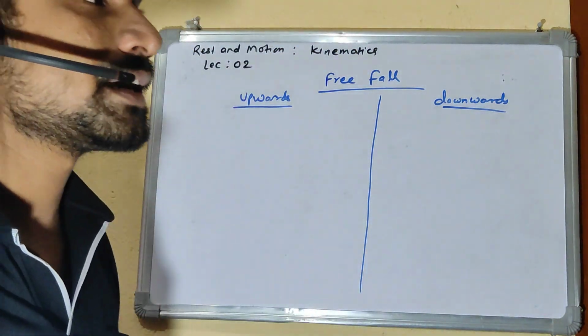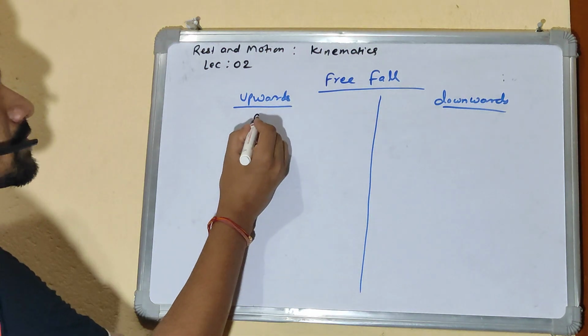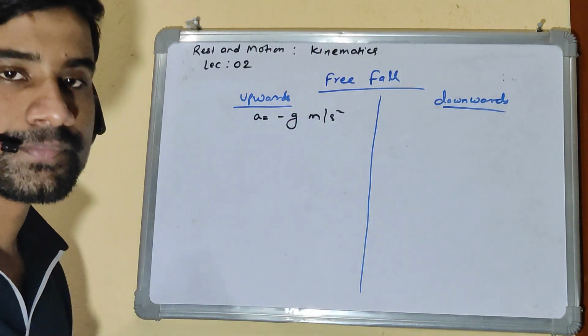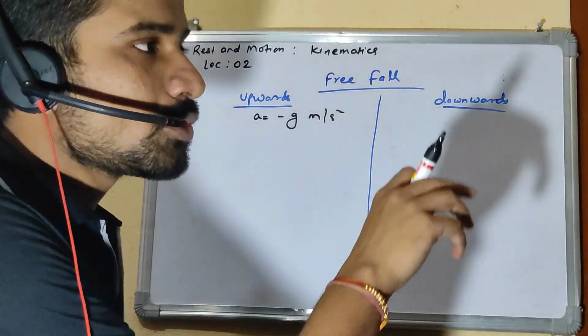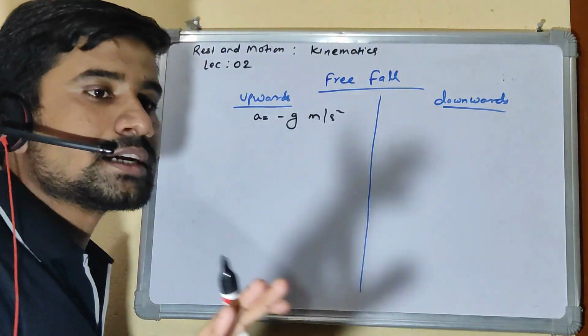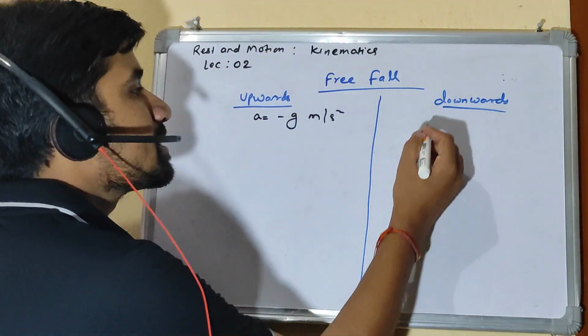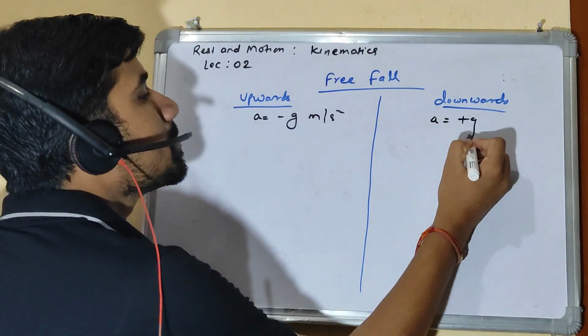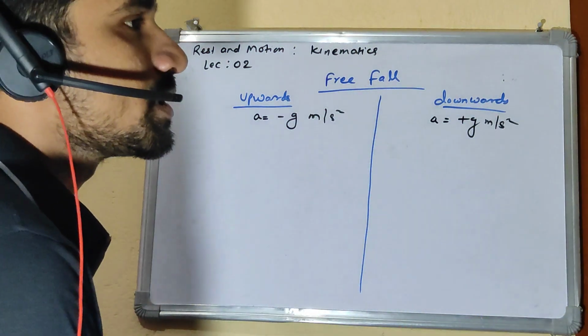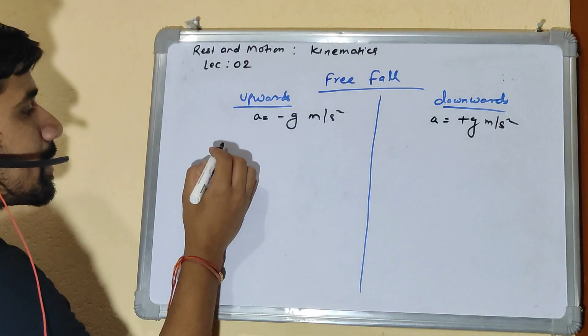There will be a case of retardation, and here the acceleration will become minus g meter per second square, right? In case of upwards. But if I throw a ball downwards from some height with only the effect of Earth, the Earth will support its acceleration, and acceleration will be what? It becomes plus g meter per second square, right? Now I can apply all those equations of motion, and I can put these values, right?